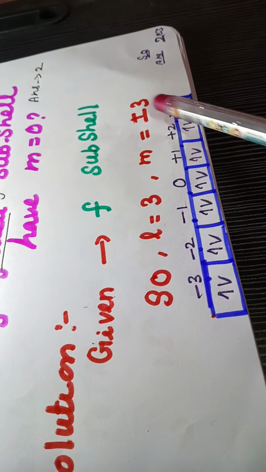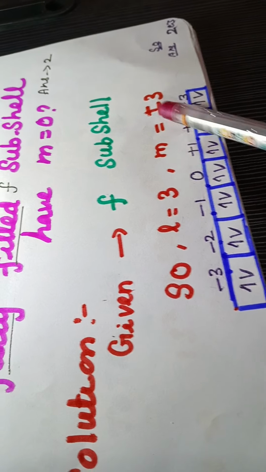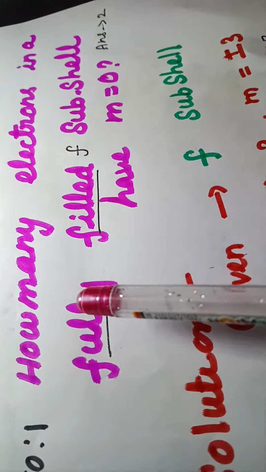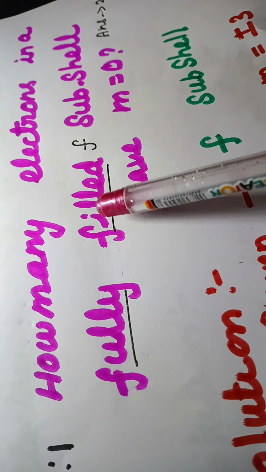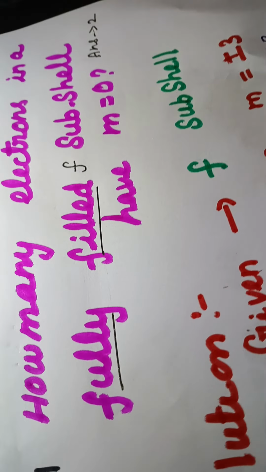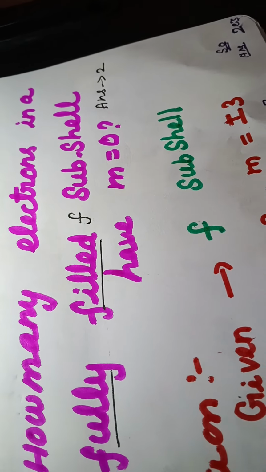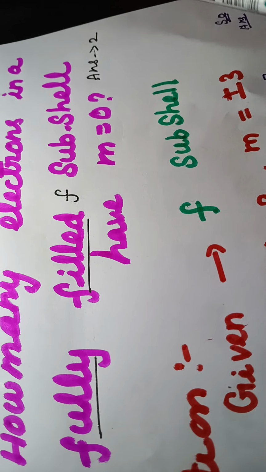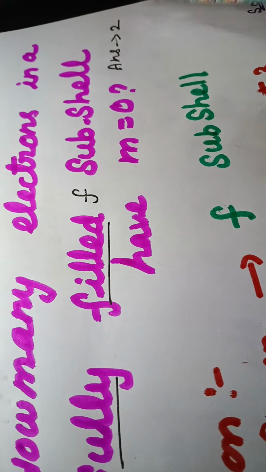For your understanding only, I have worked out this one. All this you need not work out, because the clue is given: fully filled f subshell. So fully filled means maximum number of electrons, what? 2 electrons. The answer is 2. I did not write the options and all, I straightaway wrote the answer.